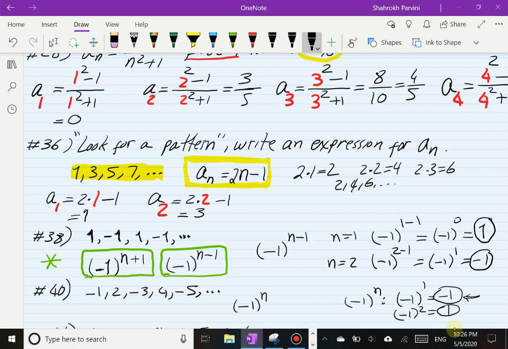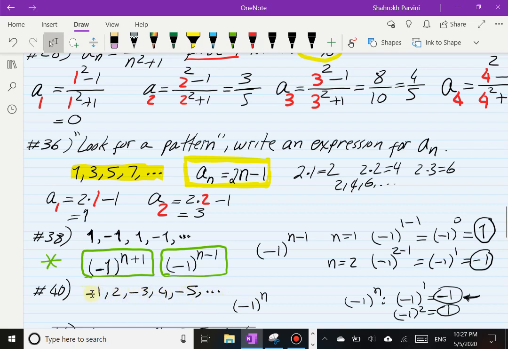But the key is that negative 1 to the n starts with a negative term, and that's exactly what I have here, right? I have a negative 1 here. So I'm going to keep that negative 1 to the n. This is going to take care of negative here, negative here, negative here, and so on.